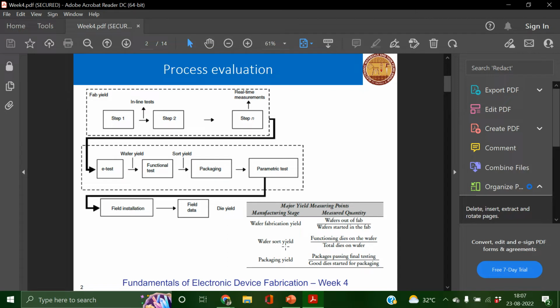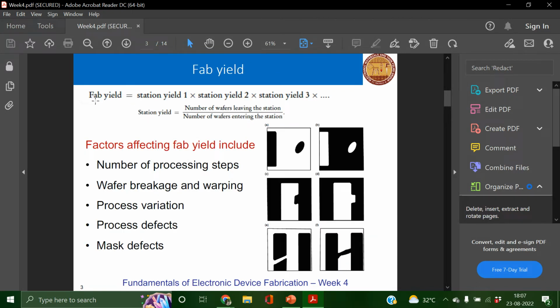Next comes the wafer sort yield. It refers to the functioning dies on the wafer divided by the total number of dies on the wafer. And finally comes the packaging yield, which means the dies passing the final testing divided by the total number of dies that were started for packaging. And then we went on. As I mentioned, total fabrication yield means the product of the fabrication yield from each station.